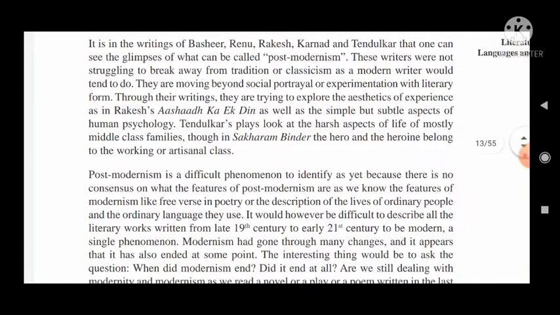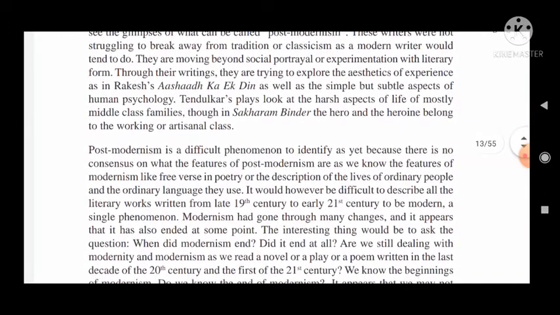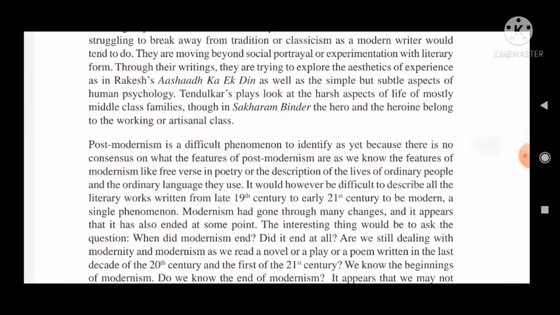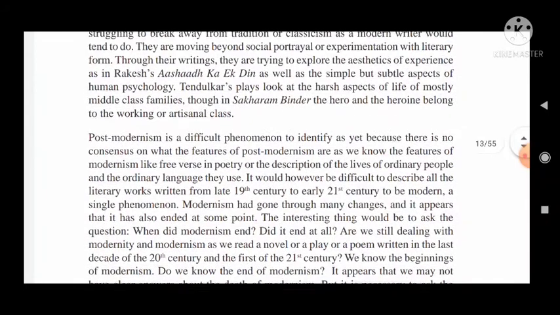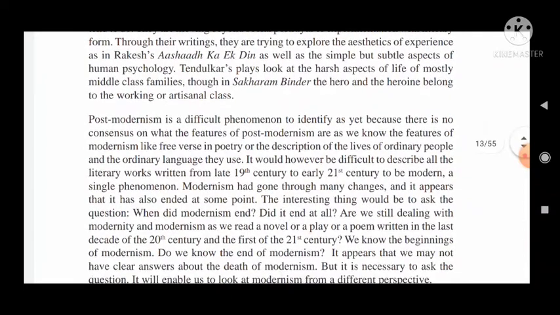These writers were now struggling to break away from tradition or classicism as a modern writer would tend to do. They were moving beyond social portrayal or experimentation with literary form. Through their writings, they are trying to explore the aesthetics of experience, as in Rakesh's Ashadh Ka Ek Din, as well as simple but subtle aspects of human psychology.